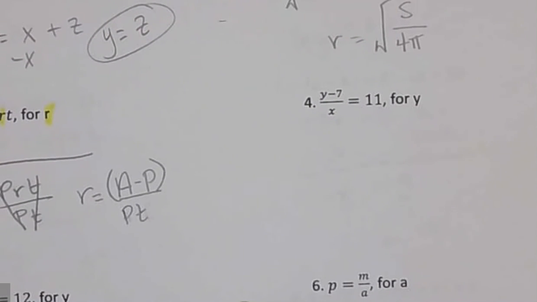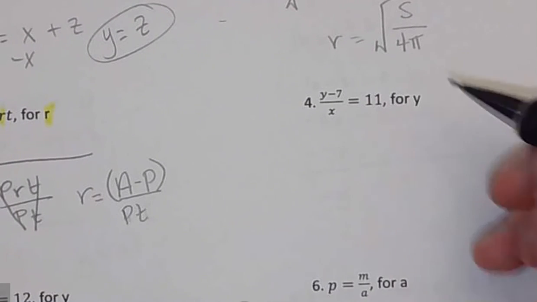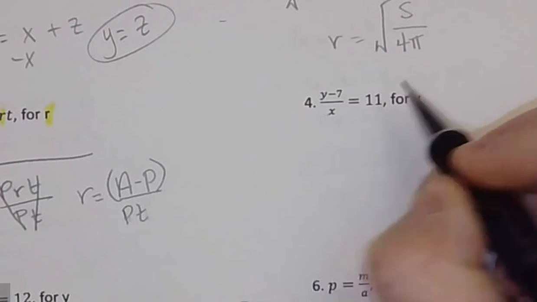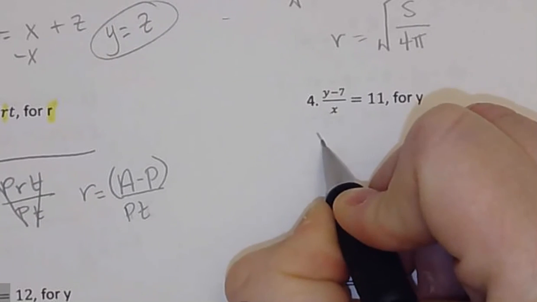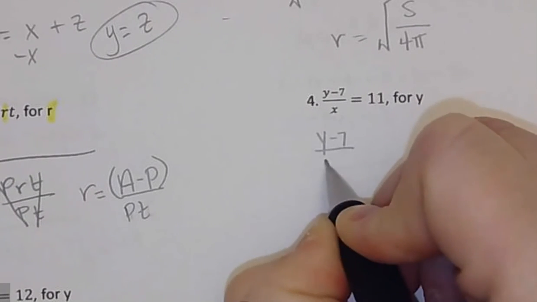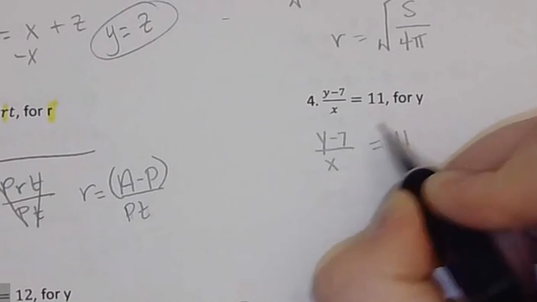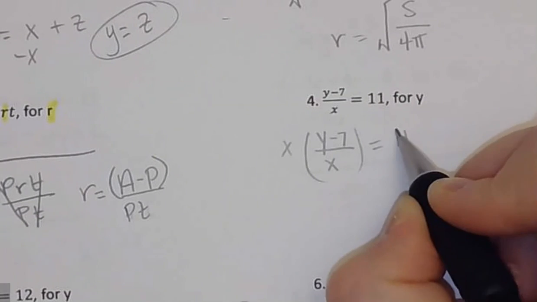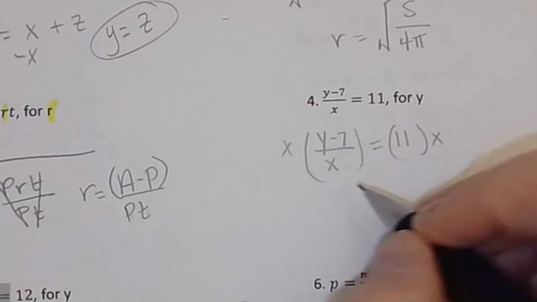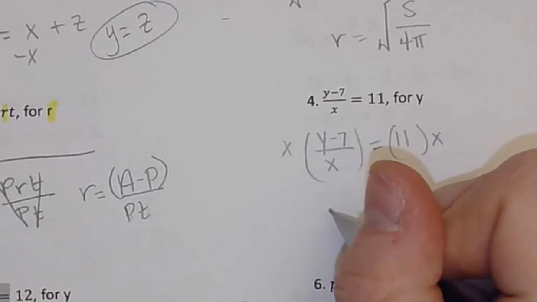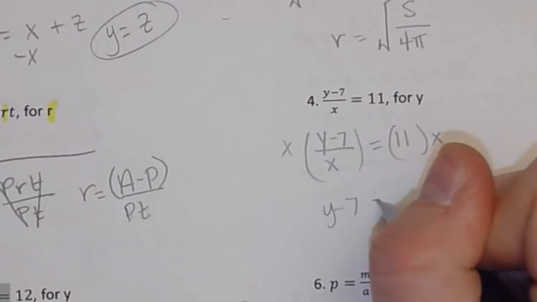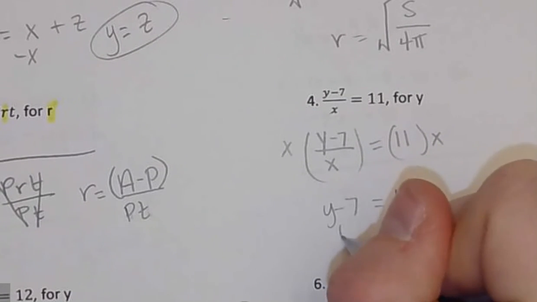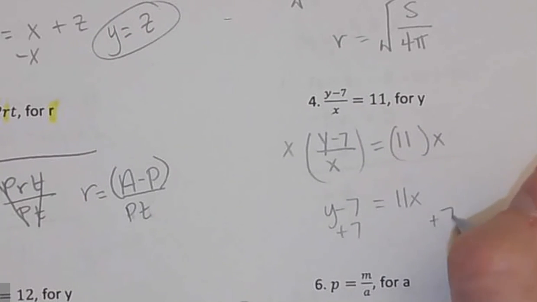Alright, this next one here, I'm going to solve for y. The first thing I'm going to do is multiply both sides by x, so I'm going to have y minus 7 divided by x equals 11, multiplied by x on both sides. I'm going to have y minus 7 equals 11x.